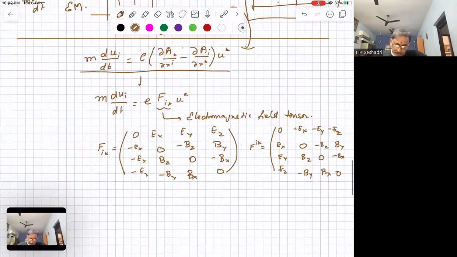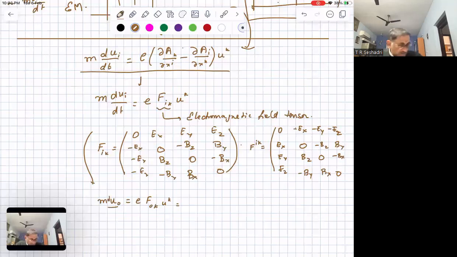And suppose I open this up, I will have m du0 by ds, which should be ds and not dt, equal to E F0k uk, which is equal to E times F00 U0 plus F0 alpha U alpha.